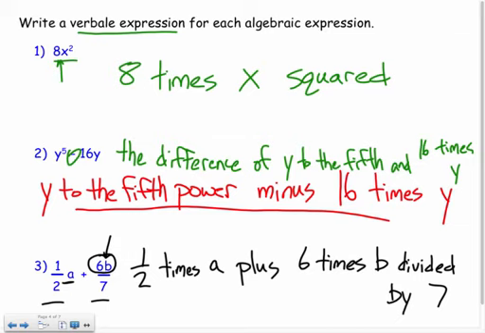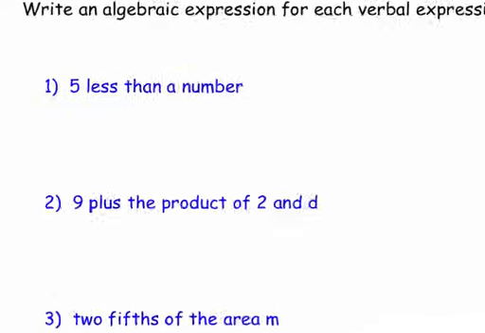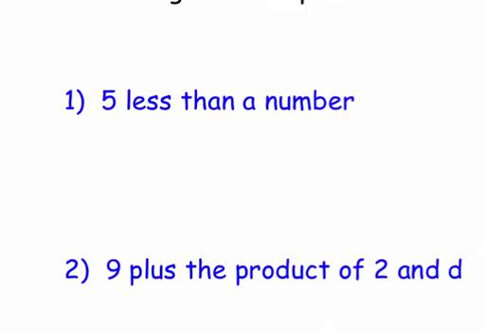So I'm just writing it out in a sentence, okay? And just make sure you write out your operations. And we're also going to go the opposite way, right? Now I'm going to get a verbal expression, and I'm going to write an algebraic expression for it. So 5 less than a number. Whenever it says a number, just give it a variable. I'm going to use n, because n for number, I guess.